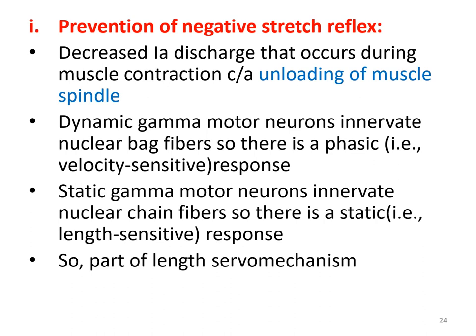Now, the gamma motor neurons play a role in both the dynamic as well as the static activity of the muscle spindle. In the muscle spindle, the dynamic response, or phasic or velocity sensitive response, is mediated by the nuclear bag fibers, which are innervated by the dynamic gamma motor neurons. While the static activity, that is the length sensitive response, is mediated by the nuclear chain fibers, which are innervated by the static gamma motor neurons. So this forms the part of the length servo mechanism.